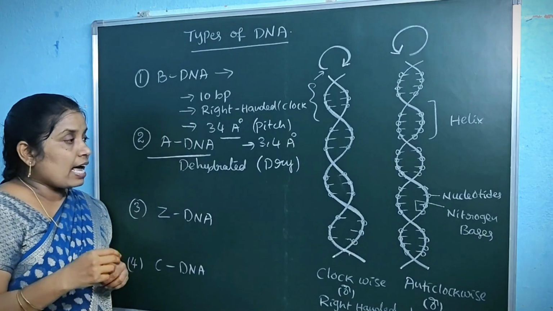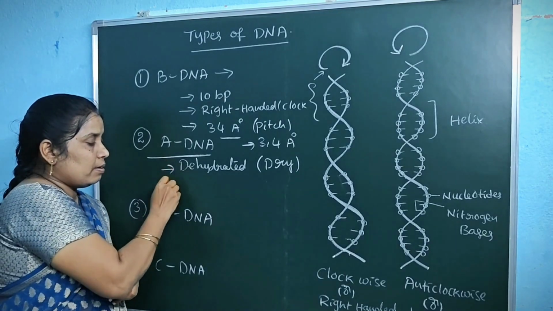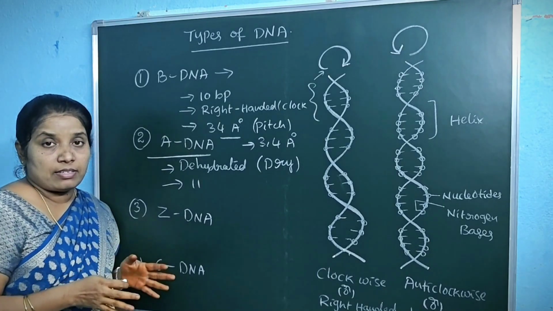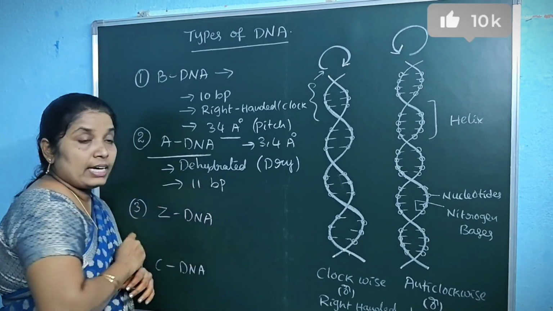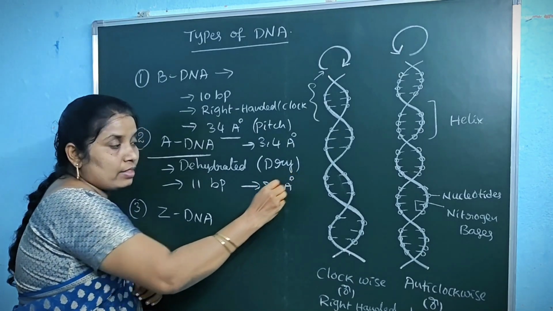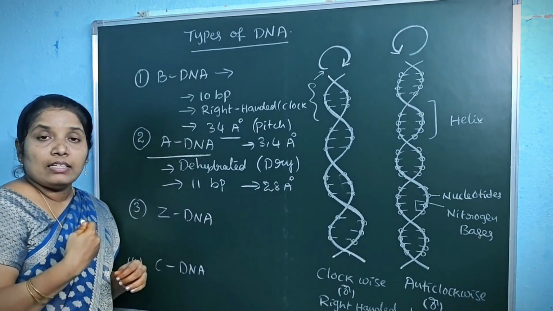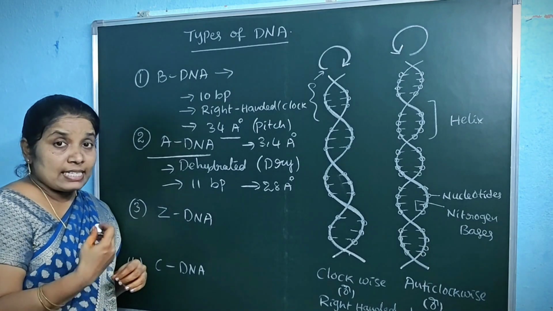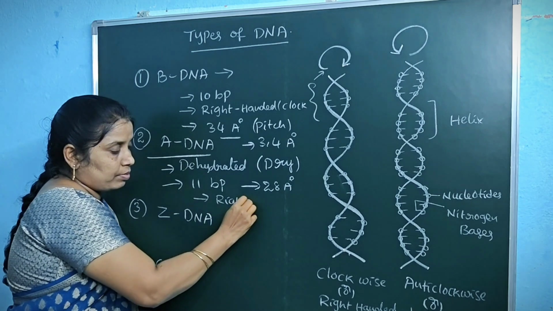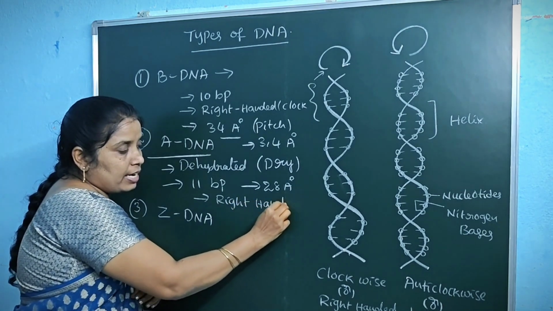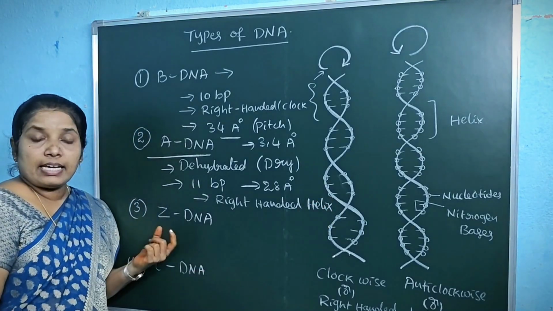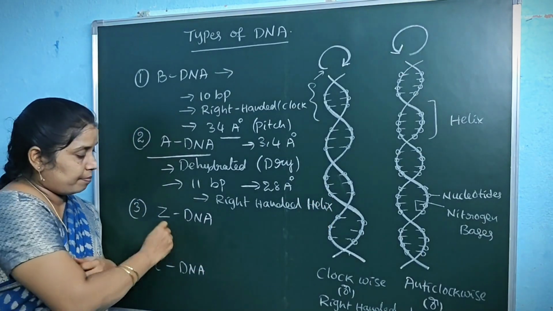It has 11 base pairs per helix, and it has a pitch of 28 angstroms. The length of the helix is nothing but 28 angstroms. So it is also a right-handed helix. Okay. Let's see the next type, that is zDNA.